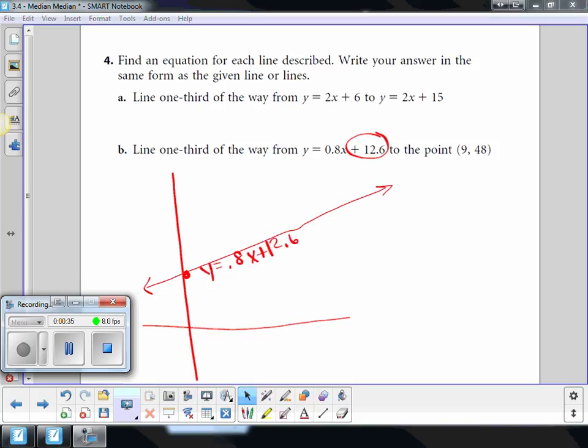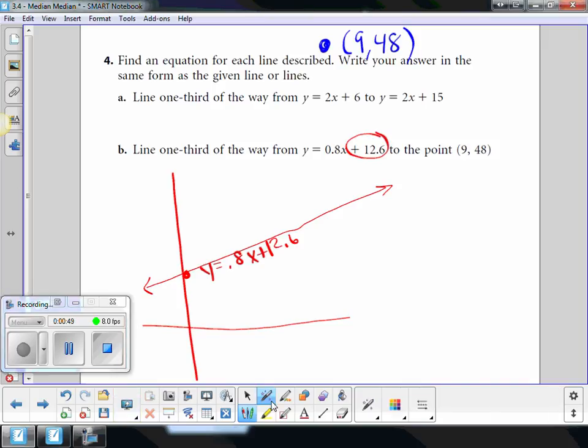They want to find another line that's a third of the way between this line and the point 9 comma 48. Where the heck is that? Let's pretend it's right there. Okay. So if you want a line that's like a third of the way between the red line and the blue point, that's kind of a bad estimate. What if you wanted a line that was halfway between the red line and the blue point? Would it be like there?